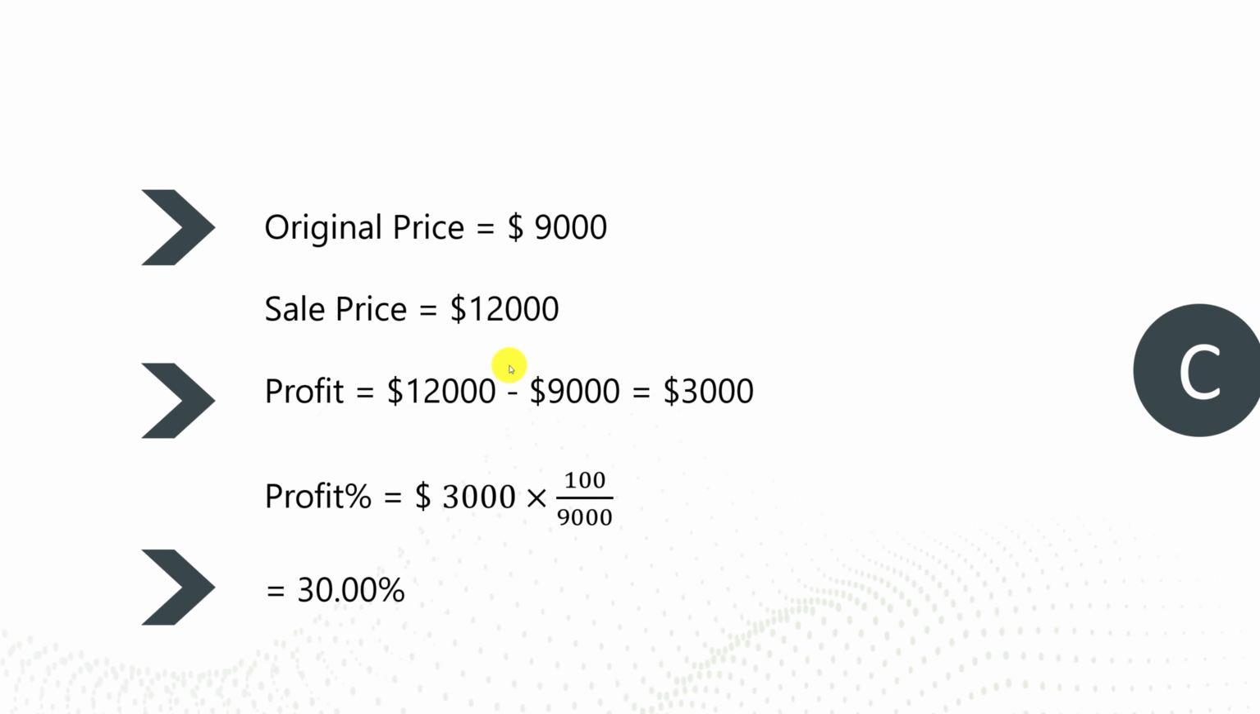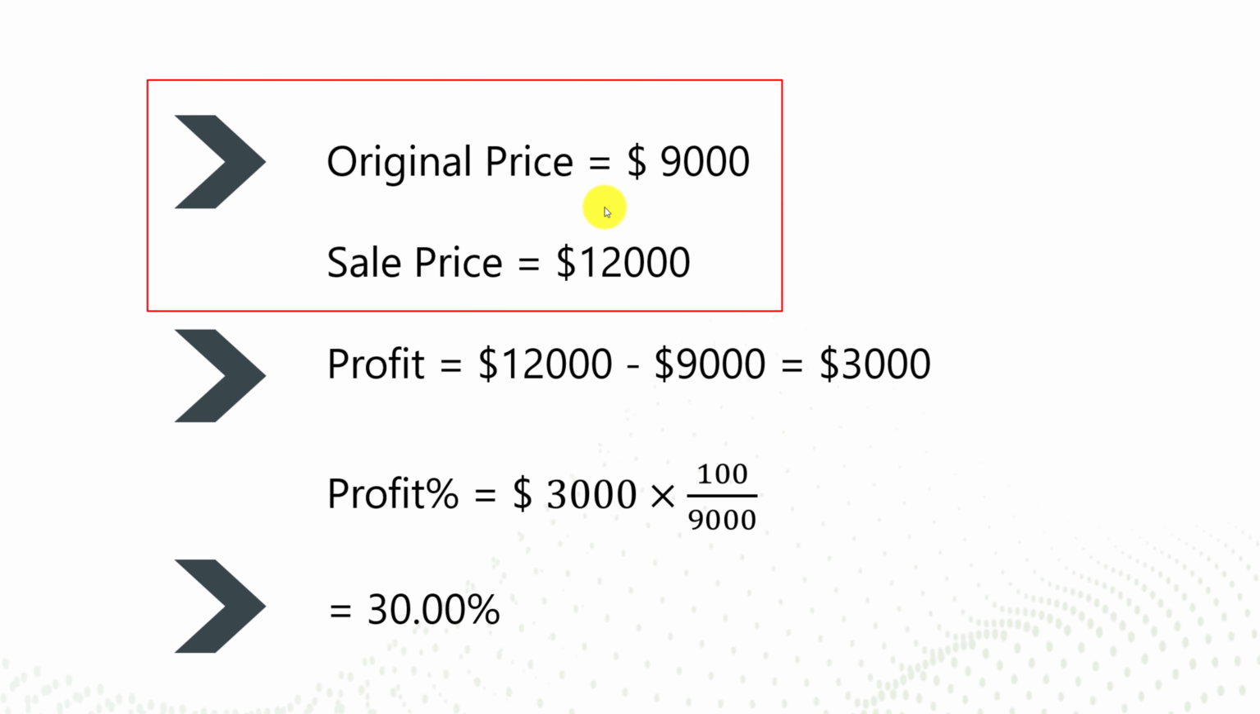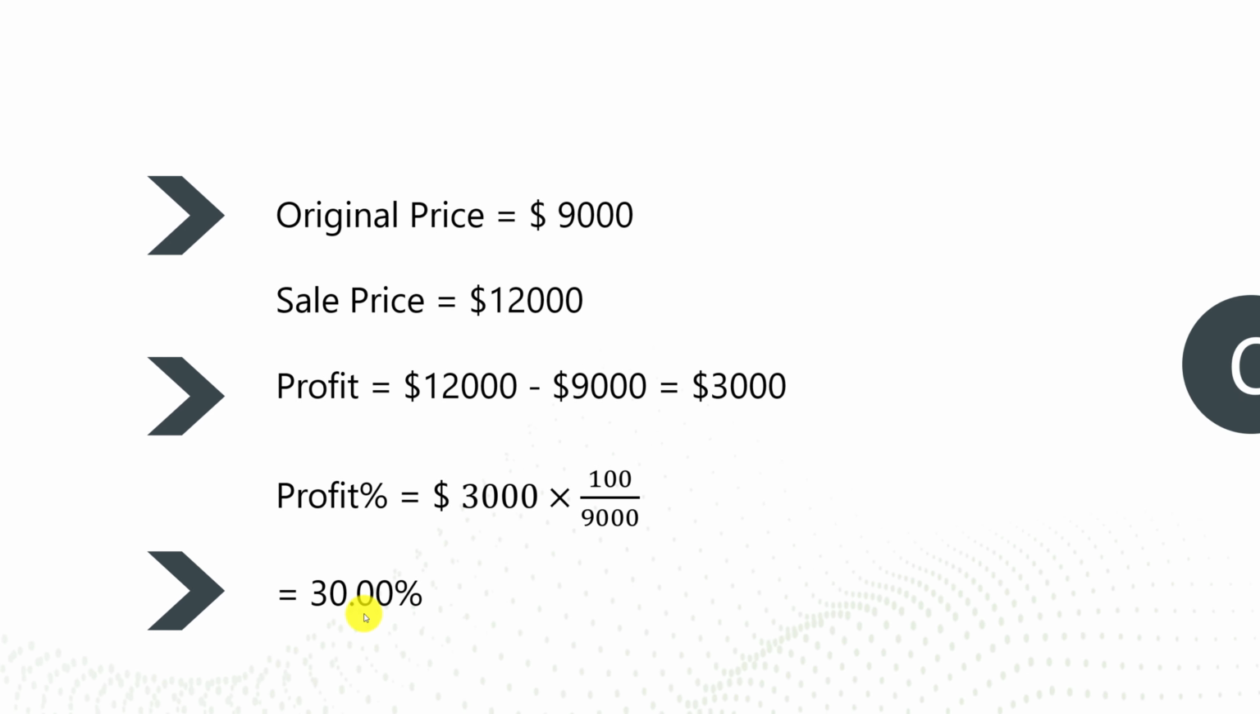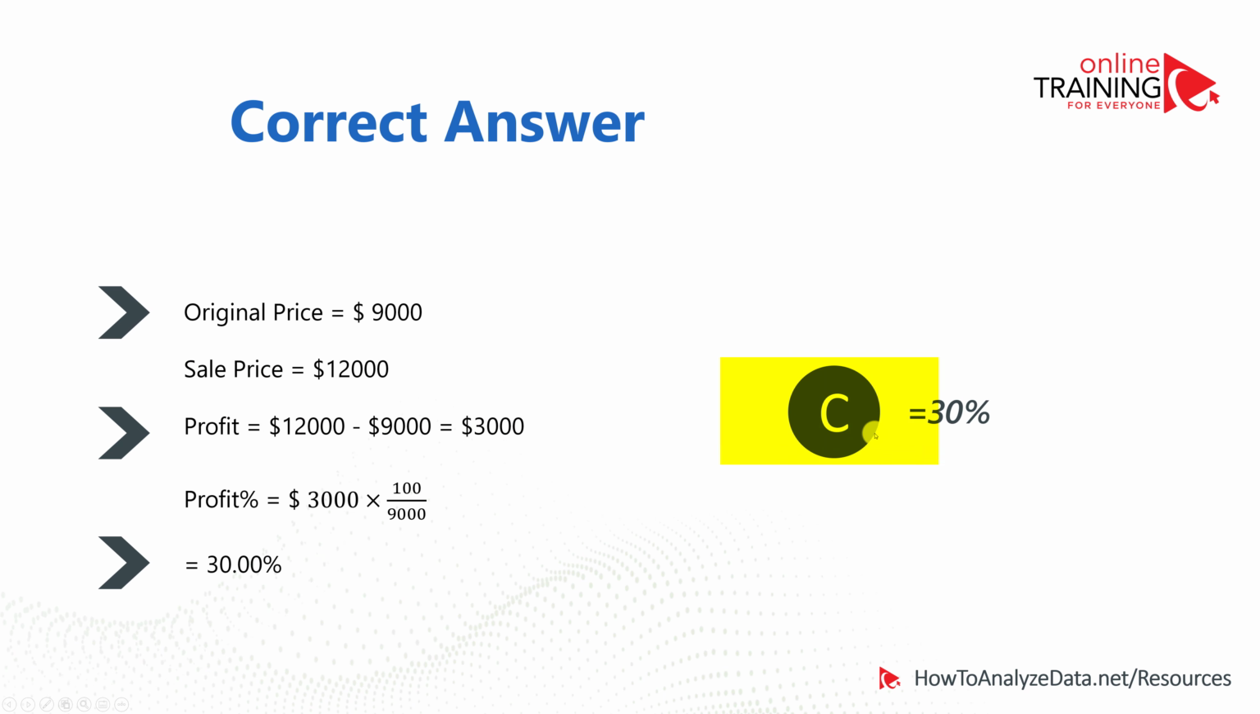Let's recap. Original price for the vehicle was $9,000. Sale price was $12,000. Profit is $3,000 and is calculated as $12,000 minus $9,000. The profit is calculated as $3,000 divided by $9,000 and multiplied by 100 and is equivalent of 30%. So choice C is correct. Did you get this one right?